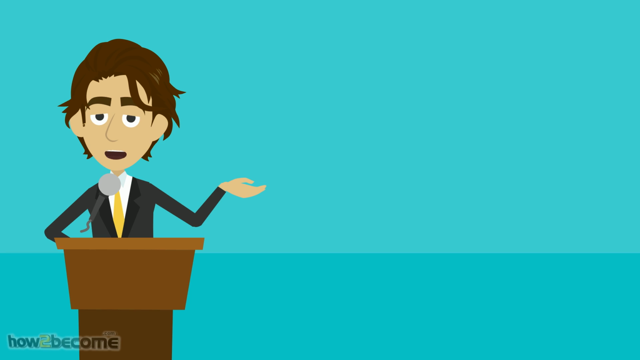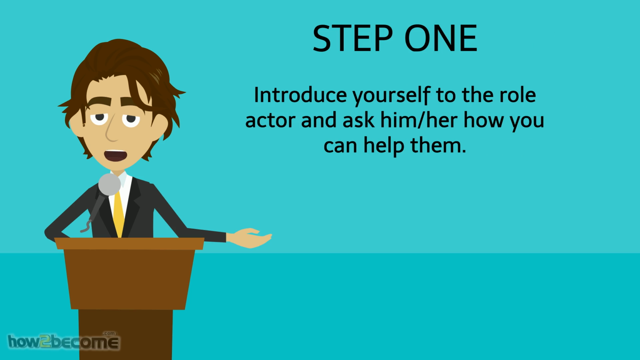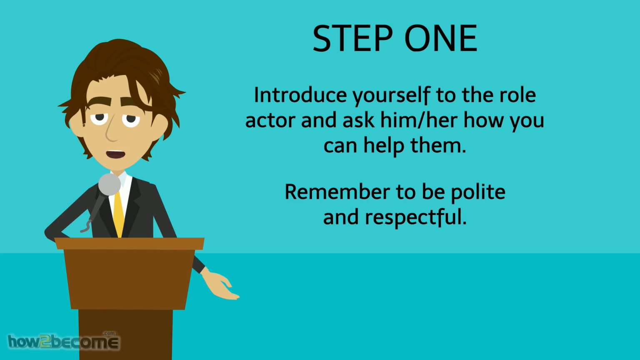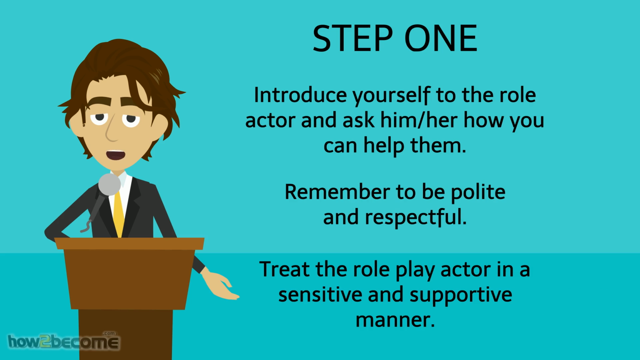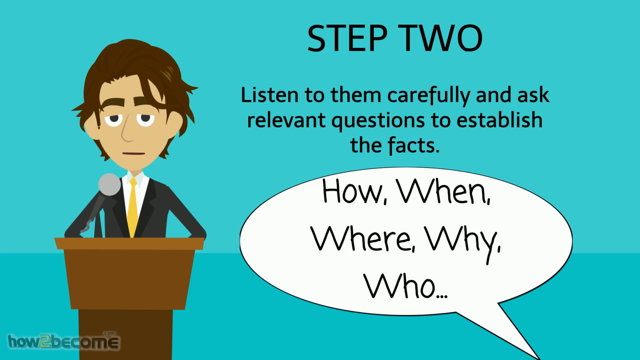I recommend that you write down a step-by-step approach, detailing what you intend to do during the activity phase. An example of this could be as follows. Step 1. Introduce yourself to the role actor and ask him or her how you can help them. Remember to be polite and respectful and treat the roleplay actor in a sensitive and supportive manner. Step 2. Listen to them carefully and ask relevant questions to establish the facts. These questions can include how, when, where, why, and who.